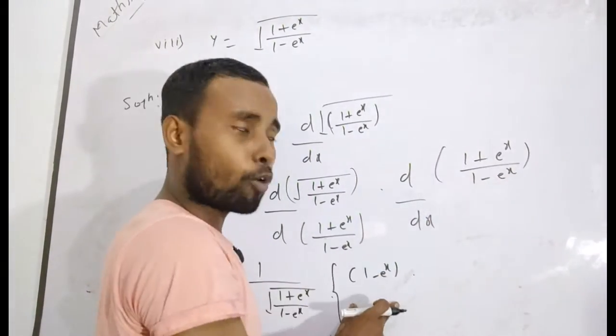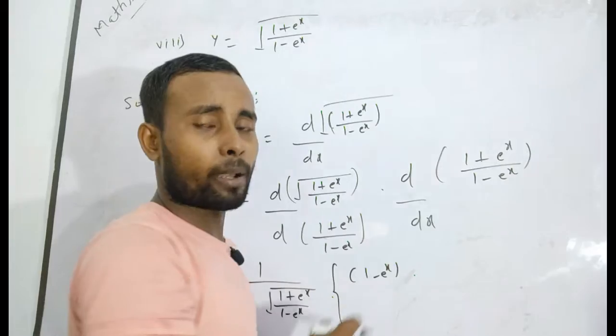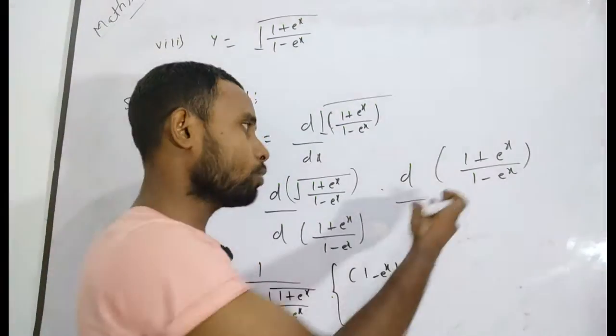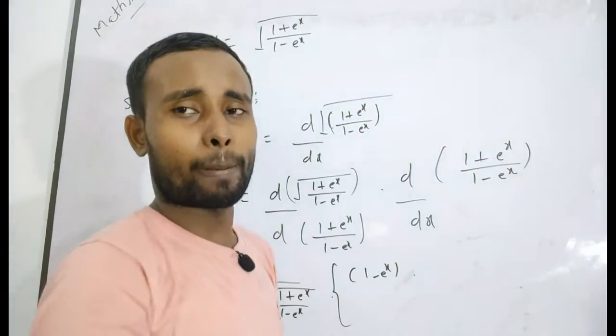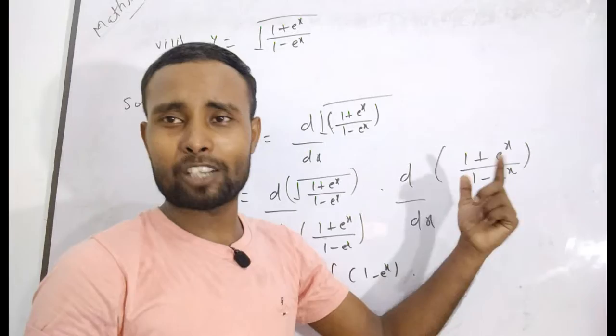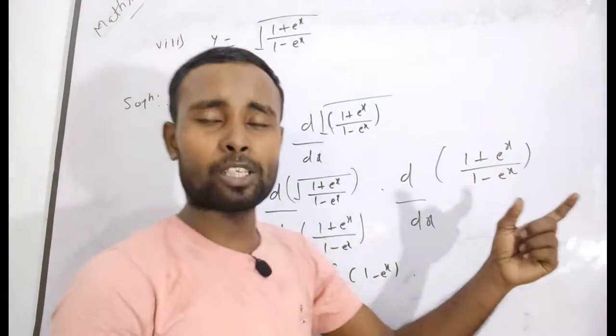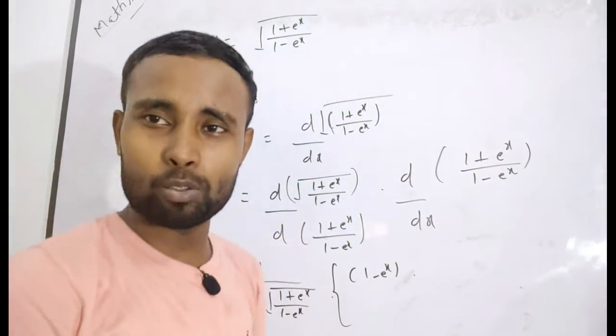I have taken this term common, and you have to differentiate the numerator function. As you know, the derivative of 1 plus e to the power x: 1 is a constant, that's why its derivative will be 0, and the derivative of e to the power x will be e to the power x.